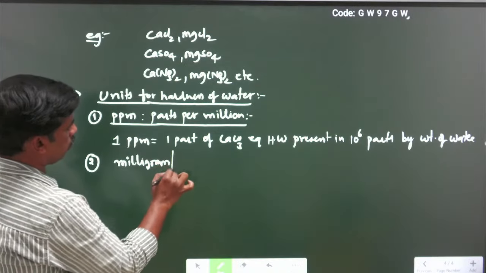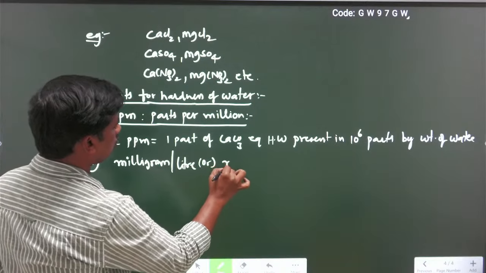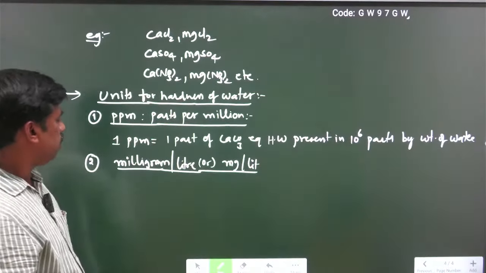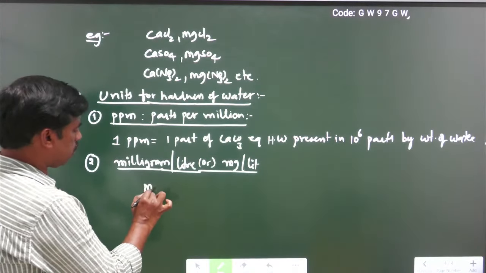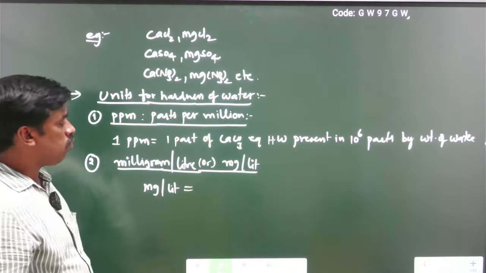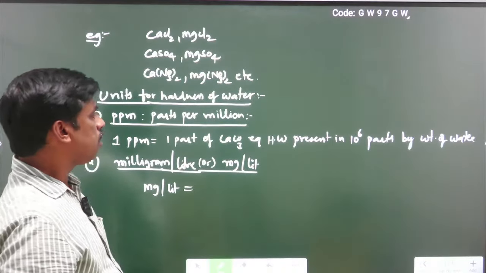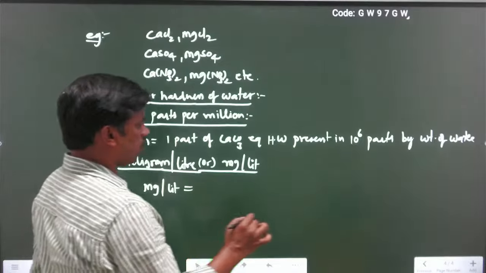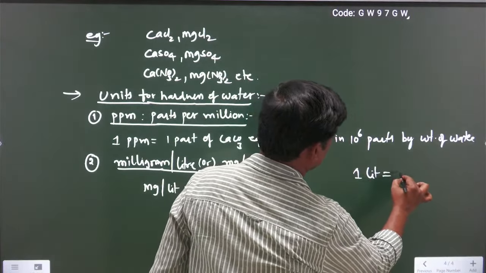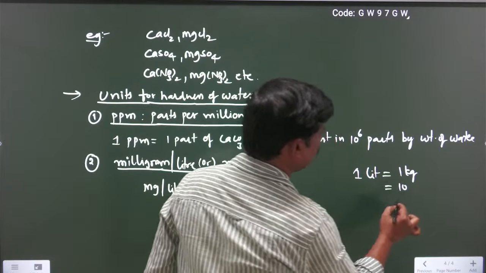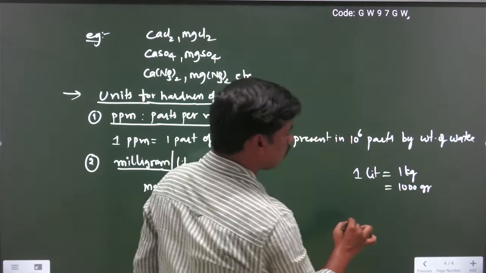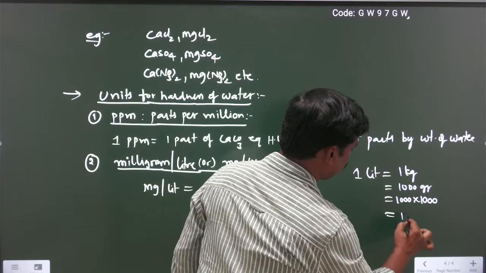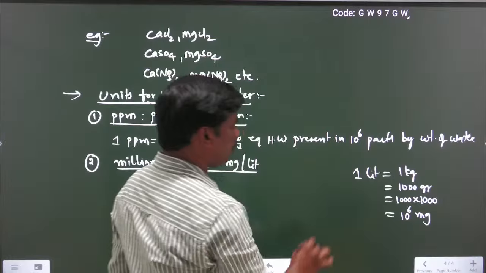which is represented as mg per liter. This one is also similar to ppm. Here milligram per liter, what is the definition? 1 part of CaCO3 equivalent hardness present in 1 liter of water. Here 1 liter, assuming 1 kg is equal to 1000 grams, and 1000 grams converted into milligrams, multiplied by 1000, comes to 10 to the power of 6 milligrams.